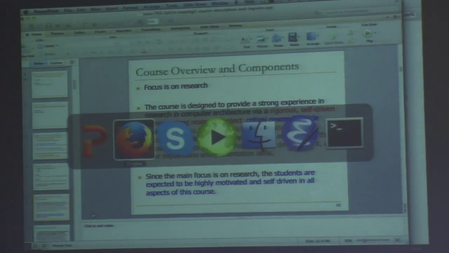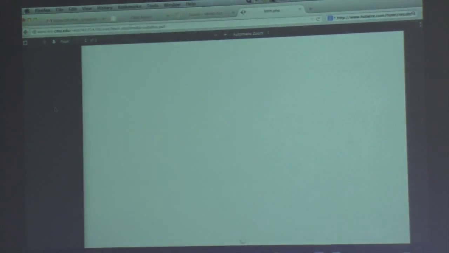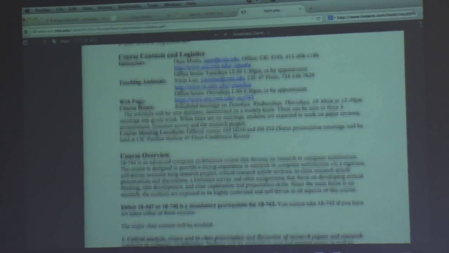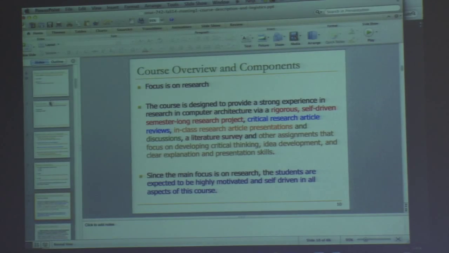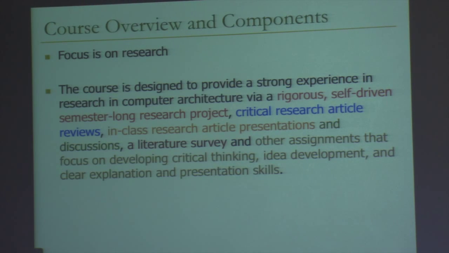So where's the syllabus? I'll keep going back and forth. The syllabus is also online, and you can find a lot of information here. So I copied this overview from the syllabus. Let me go over this. Basically, the goal of this course is to provide a strong experience in research in computer architecture via multiple things. The first is a rigorous, self-driven, semester-long research project.